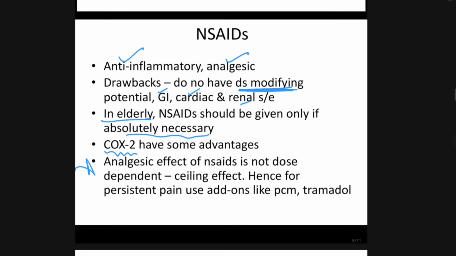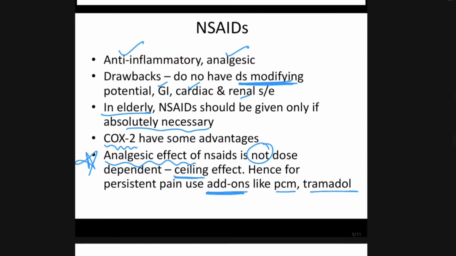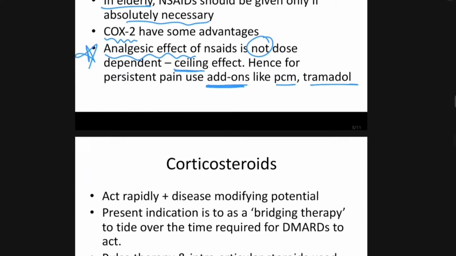And a point to be noted, the analgesic effect of the NSAIDs is not dose dependent. That means it has a ceiling effect. Even if you increase the dosage of the NSAIDs, the painkiller action will not increase. Hence, if the patient has persistent pain, you have to use add-ons like PCM or tramadol for the analgesic action.